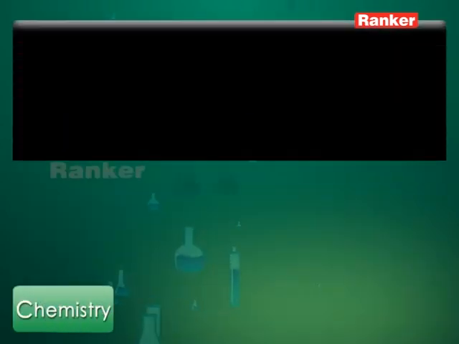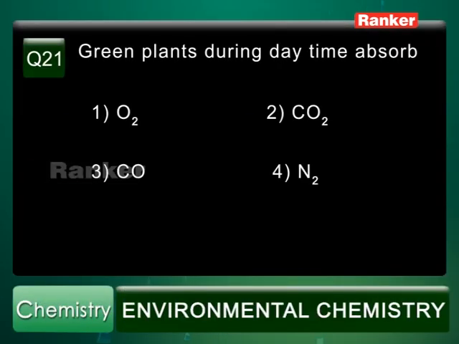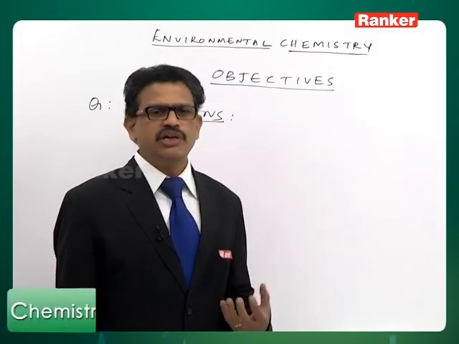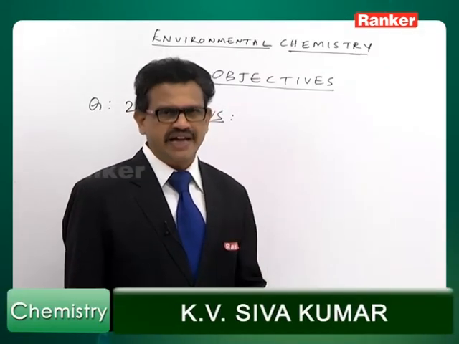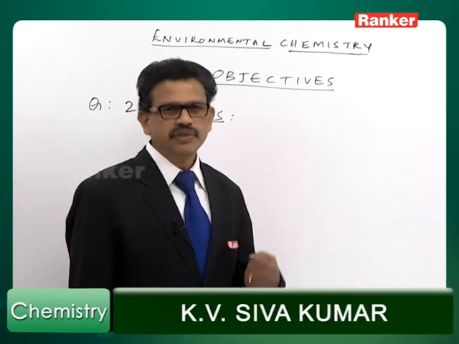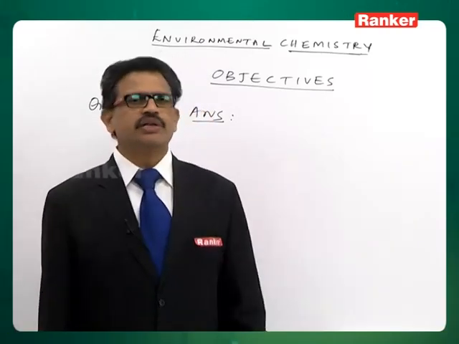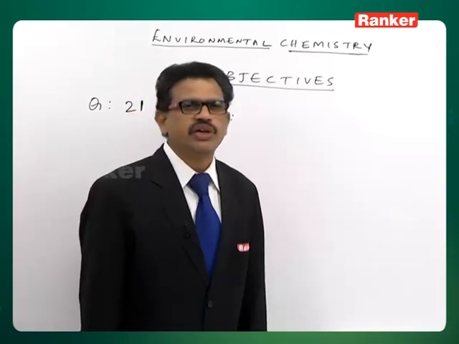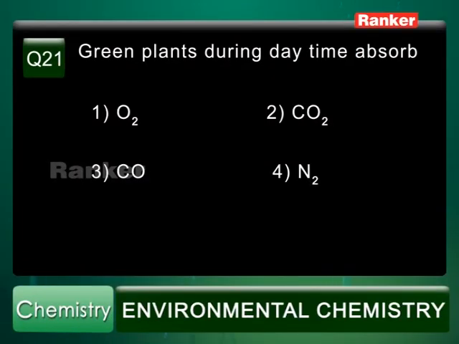Question number 21. Green plants during daytime absorb option 1 oxygen, option 2 carbon dioxide, option 3 carbon monoxide, option 4 nitrogen. Green plants during the daytime absorb carbon dioxide and release oxygen gas. Therefore for this question we can go for answer carbon dioxide, that is answer 2.